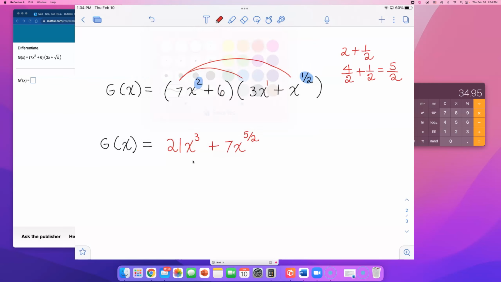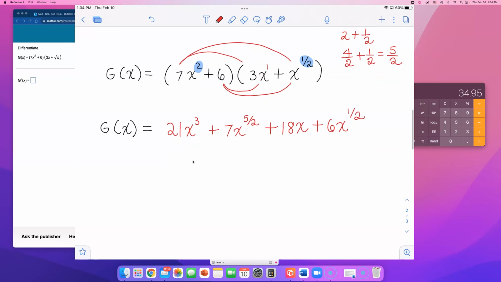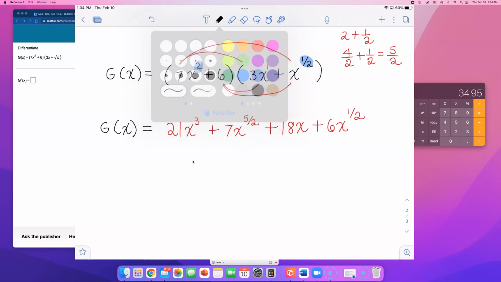Let's do the inner term. This times that. That one's easy. So that's 18x. And lastly, if I do 6 times x to the 1/2 power, that's 6x to the 1/2 power. Okay, I am ready to apply the power rule now.